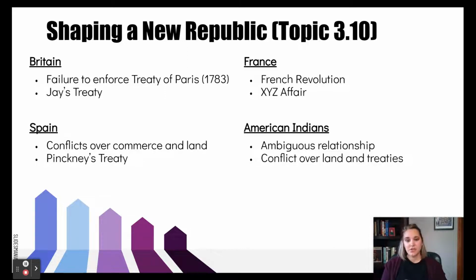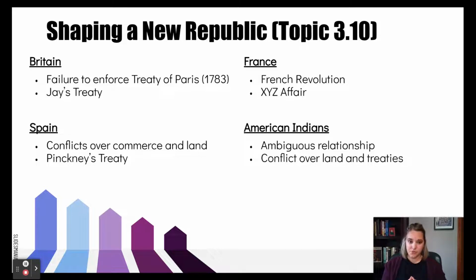Spain, on the other hand, we're having conflicts over commerce and land, specifically dealing with the Port of New Orleans and the Mississippi River. Now, Spain sees Jay's Treaty and is pushed to not get excluded from North America, and is convinced to agree to Pinckney's Treaty, which gives the United States the right to use the Mississippi River and the port.